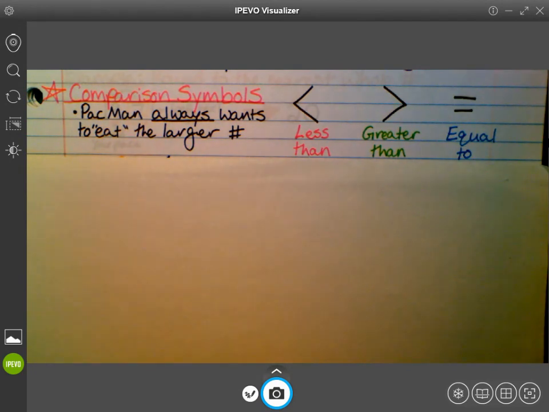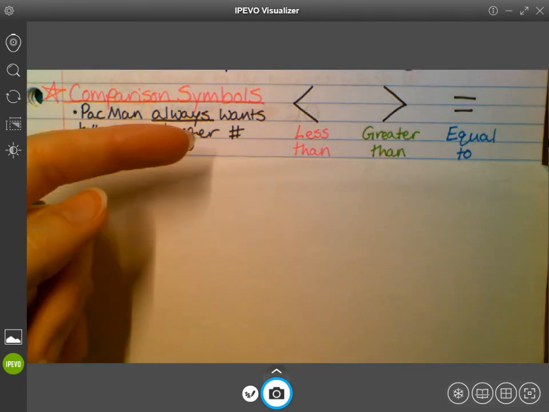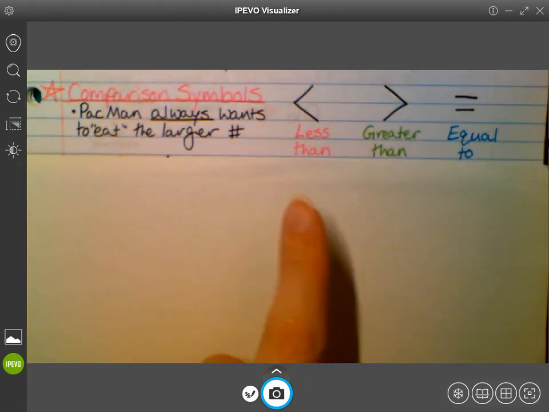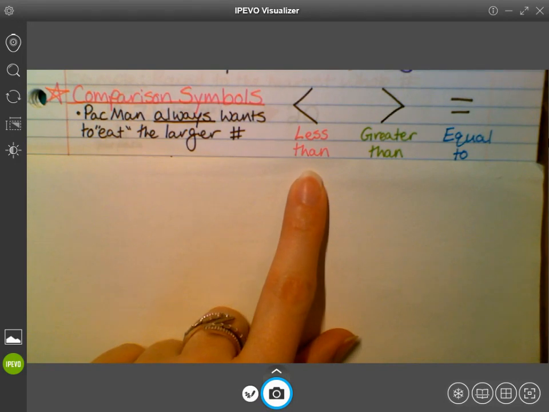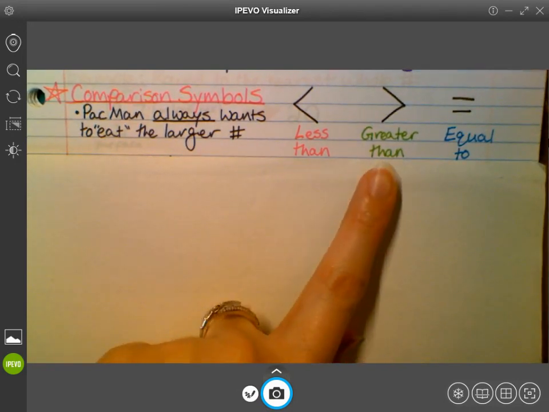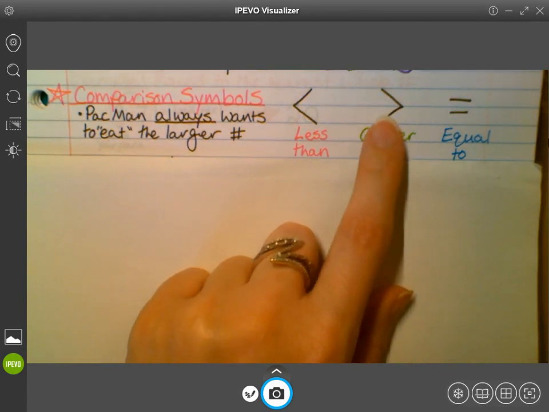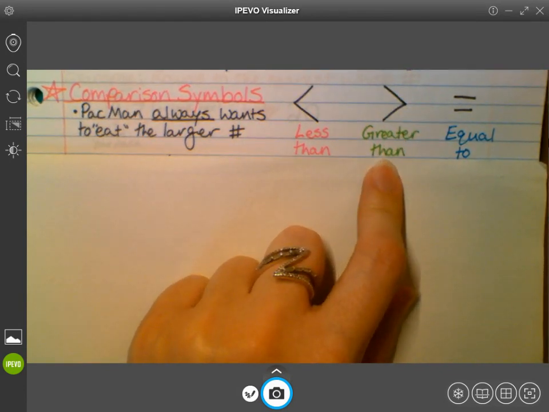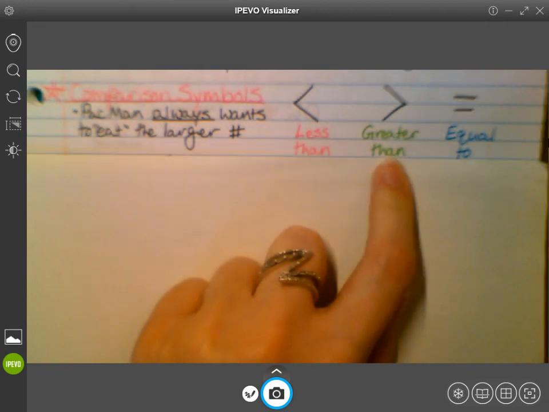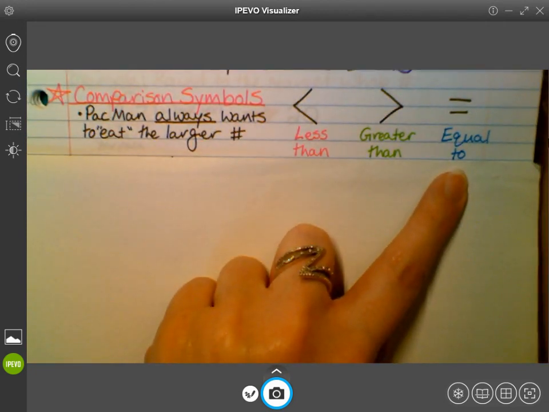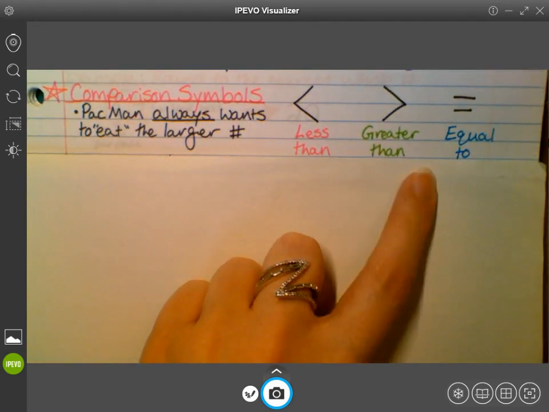Then off to the right, I put each of the symbols and I labeled what it means. The first symbol, where it's opening to the right and our point is to the left, that's the less than symbol. Then the middle symbol, where it's opening to the left and our point is to the right, that's the greater than symbol. And then the equal sign is equal to. So less than, greater than, and equal to.